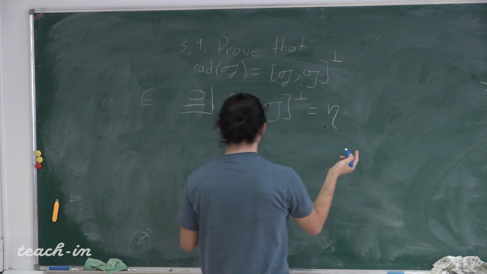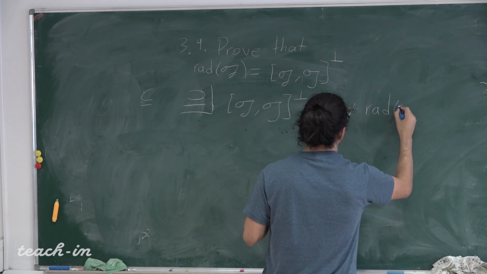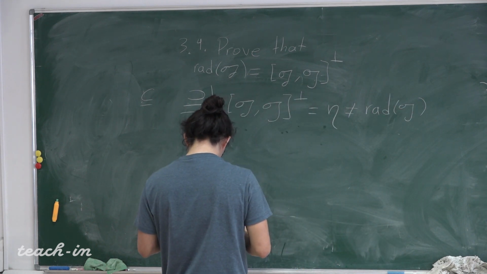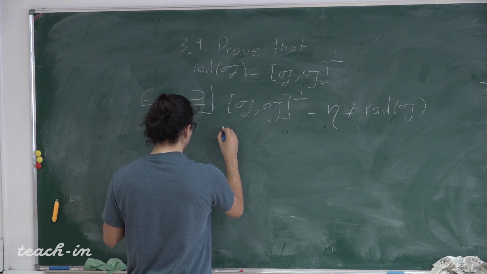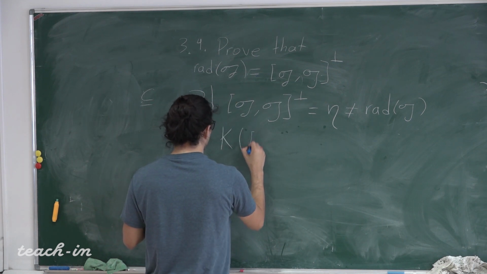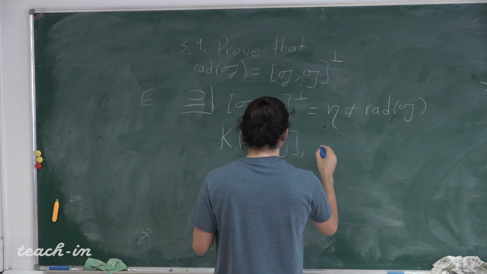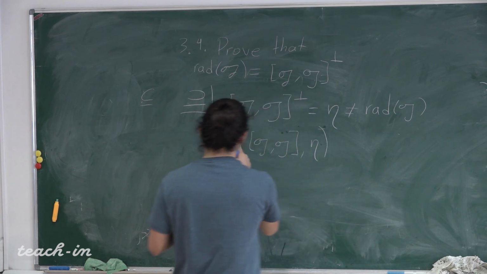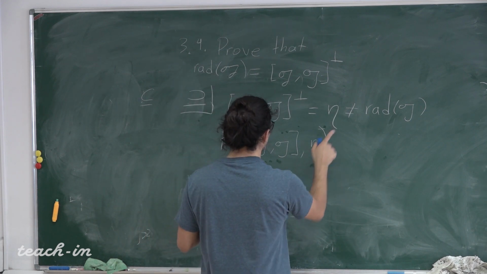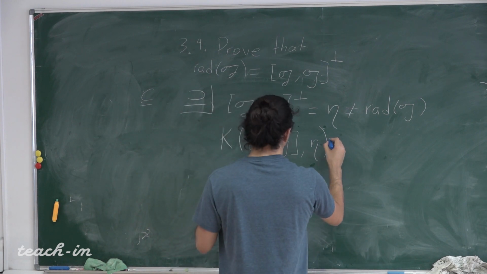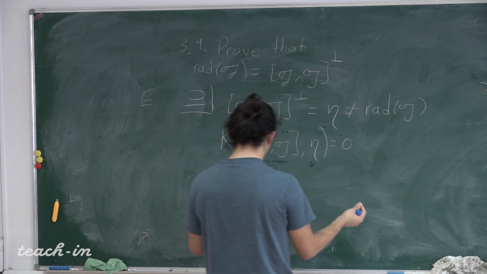Okay, we take this and we suppose it's different from the radical. So we're going to prove this using the Killing form, with the Cartan formulas. The Killing form evaluated on the commutant of the Lie algebra and eta, which is the orthogonal, is 0, by definition, because this is the orthogonal complement and this is orthogonal to that.